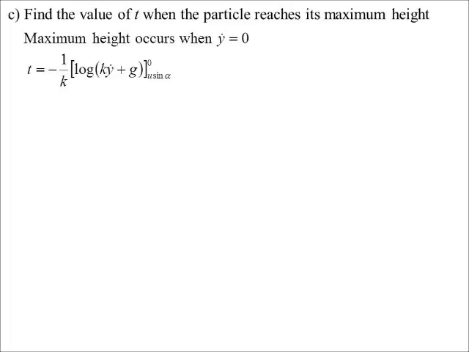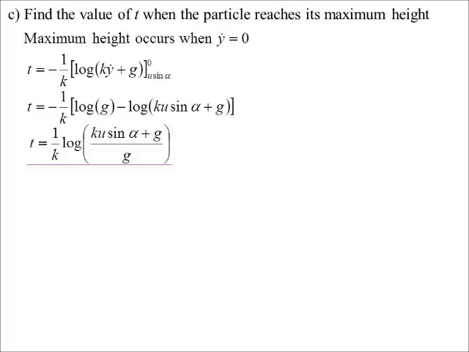I had a formula to work out t, and I'm just substituting in 0 for y dot. So whilst I wasted time in part B, I've ended up saving time in part C. So subbing in 0, subbing in u sine alpha. There we go. There's an expression for t. Beautiful expression too. If you were randomly guessing it, I'm sure you would have come up with that.